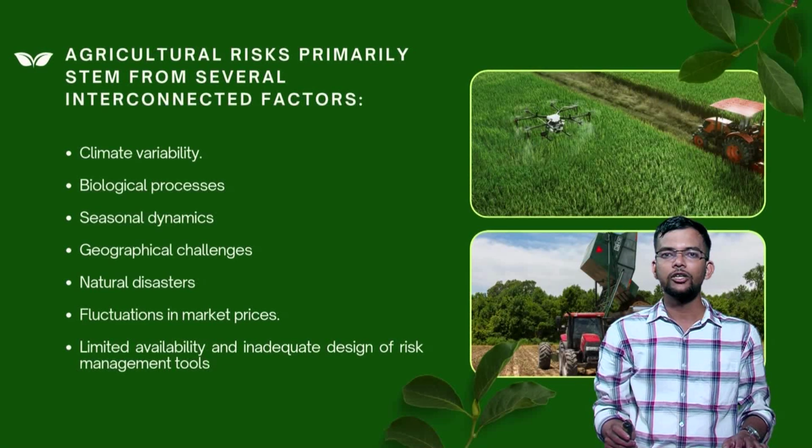Fluctuations in market prices severely affect farm income, making financial planning and investment decisions challenging. Imperfect market conditions characterized by asymmetric information and inadequate infrastructure hinder efficient resource allocation and profitability for farmers. Furthermore, the limited availability and inadequate design of risk management tools such as credit and insurance further expose farmers to financial instability. Access to credit is often constrained by stringent requirements or high interest rates, limiting investment in improved agricultural practices or technology. Insurance products tailored to agriculture are often underdeveloped or not affordable for smallholder farmers, leaving them exposed to losses from crop failure or other adverse events.